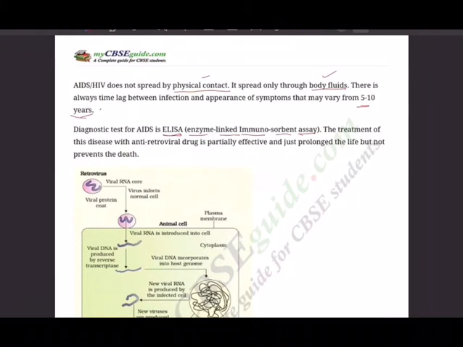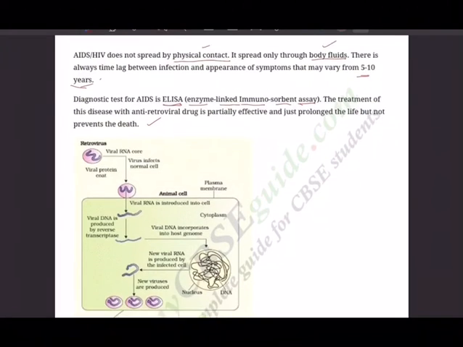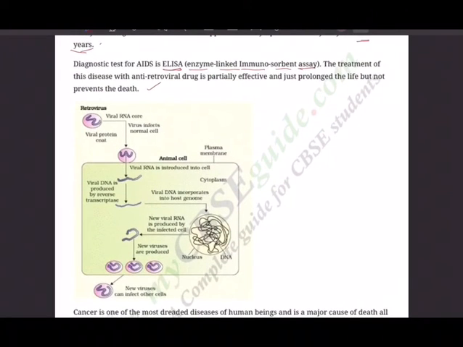The treatment of this disease with anti-retroviral drugs is partially effective and just prolongs the life but will not prevent the death. So one must be really careful about this. That is why I called it in the beginning a dreaded disease. There is no medicine even as of today. We can only prolong the life of the AIDS patient, but we cannot save him. So it is certain death. Hence one must be very, very careful.